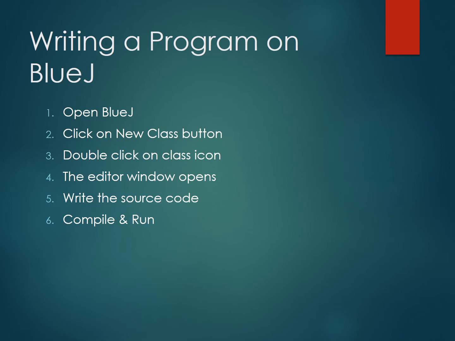How can we write a program on BlueJ? As we know that BlueJ is the integrated development environment in which we can write Java programs. The steps are as follows. First, open BlueJ, click on the new class button, double click on the class icon to write the code, that is to open the editor window. Then after double clicking on the class icon, the editor window opens, and here we can write the source code.